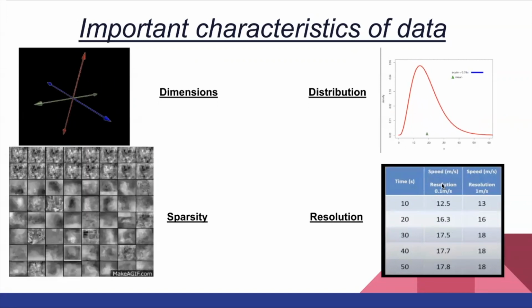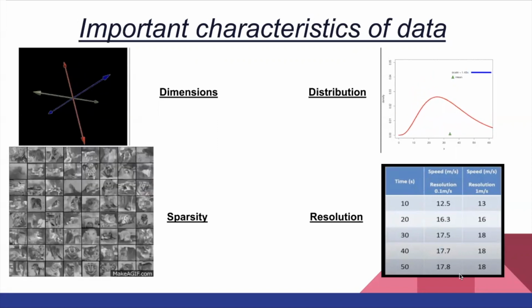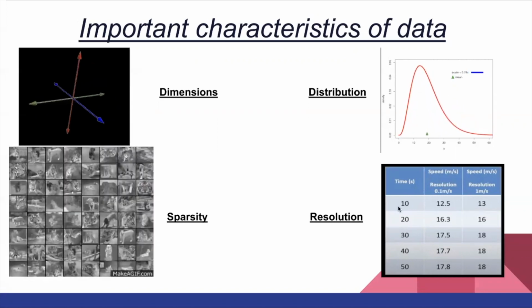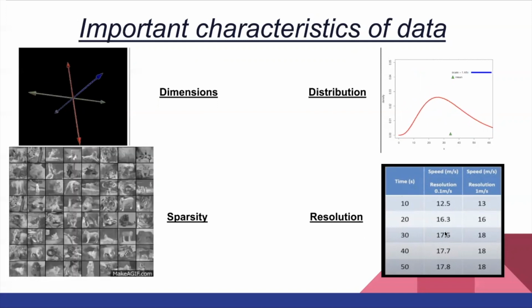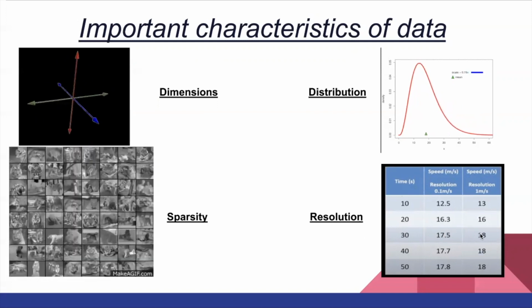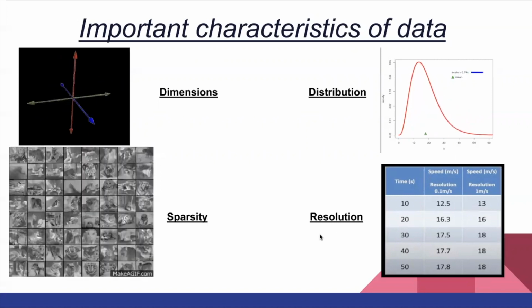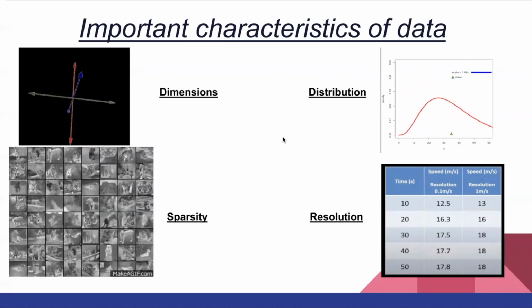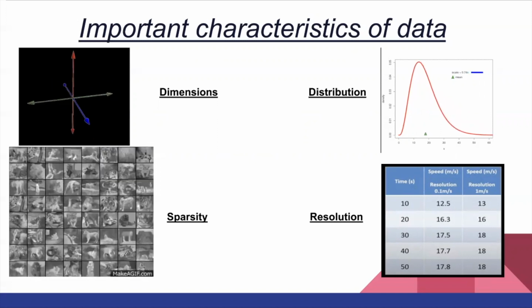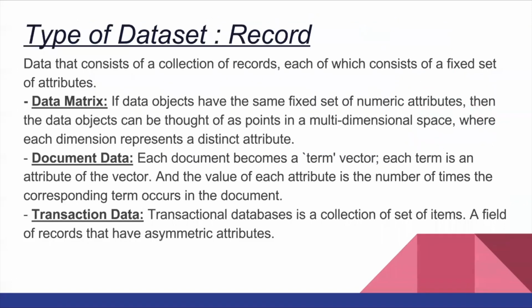The higher the resolution, the better the prediction will be. As we can see, at time 30, 40, 50, the speed is increasing. But if the resolution is low, then the prediction would not be that good. So all these four play a very important role and are very important characteristics of the dataset. So let's see what the types are. First, record.